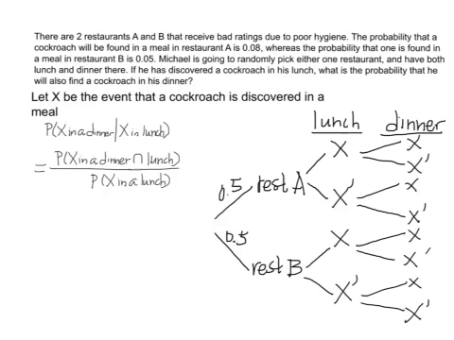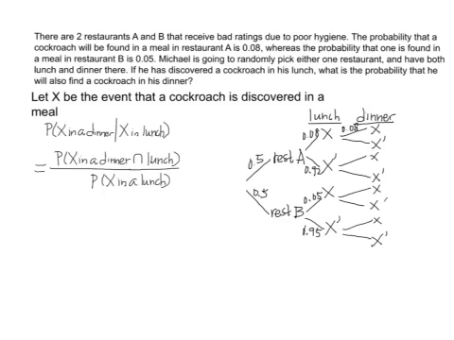So we have 0.08 chance of finding a cockroach here, and this is 0.92, and of course this is also 0.08, etc. And what goes on the bottom for restaurant B is 0.05 chance and 0.95, etc. So this is the complete tree diagram that we really need in order to finish up our problem.